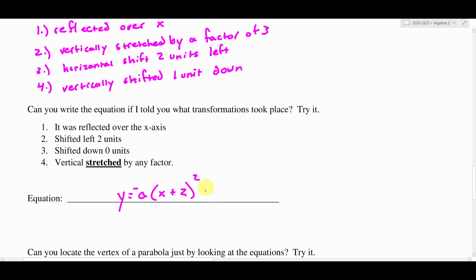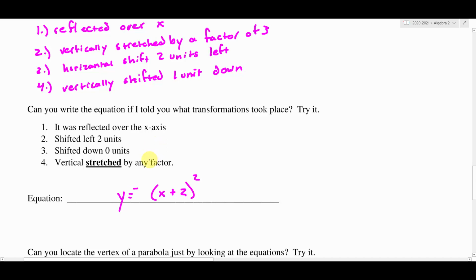All right. If you really want to, you can put a +0 there. It would not be wrong. All right. And then it says vertically stretched by any factor. Okay, so it has been vertically stretched, so I have to pick a factor to stretch it by, right? So I'm going to get rid of the a, and I have to make sure that I choose wisely.